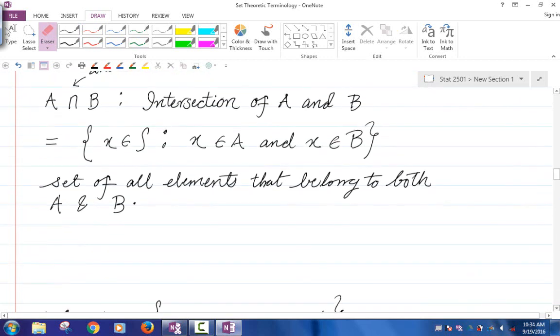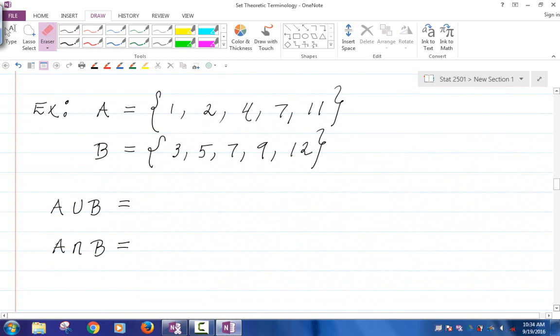Let's look at examples of the two operations. So A and B. A is the set 1, 2, 4, 7, 11. B is the set 3, 5, 7, 9, 12. Okay, somebody tell me, what is A union B? What are the elements of A union B? Seven. Okay, is that it? I'm talking about the union, not the intersection. What is A union B?